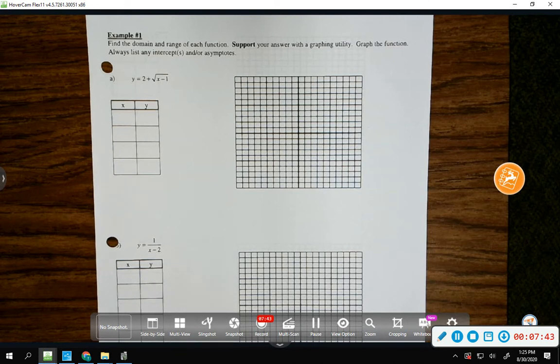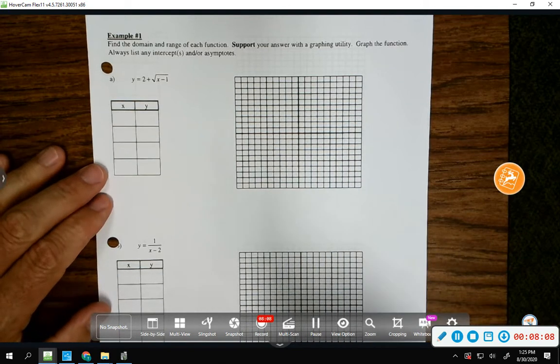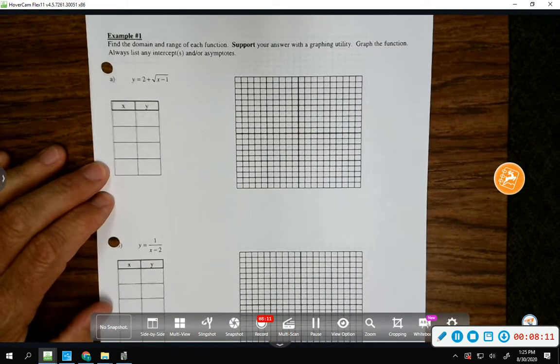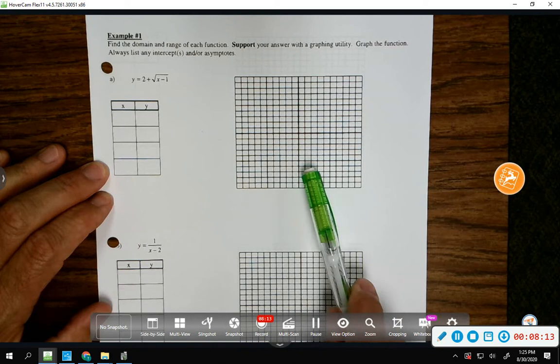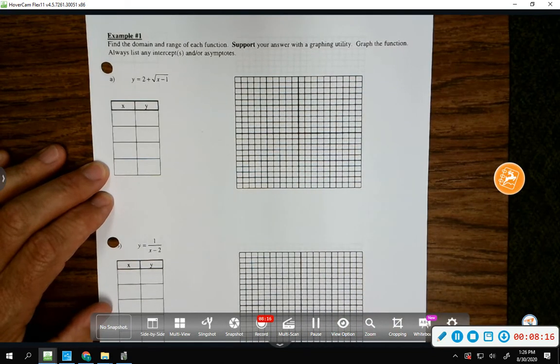So on this particular one, it says find the domain and range of each function, support your answer with a graphing utility, graph the function. Always list any intercepts and or asymptotes. Now, I am not going to necessarily graph each one of these. You can type that in your graphing calculator. I do have a graphing calculator here that I will type in sometimes. But on these videos, I'm expecting that people know how to type that into their calculator and produce the same thing. I want to see, can you graph this without a calculator? So a lot of times I will not do the support part.